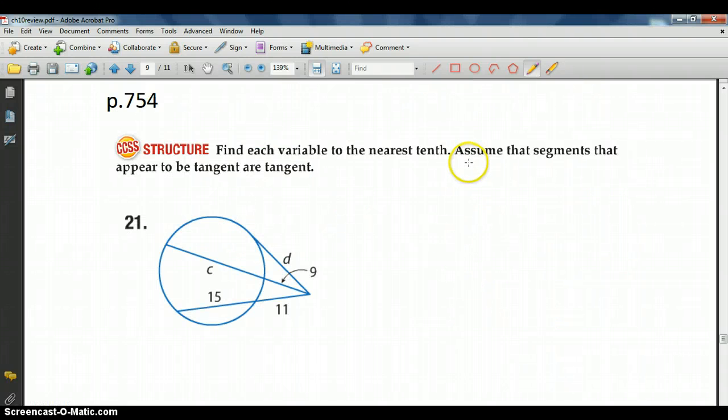Let's take a look at number 21 from page 754. Find each variable to the nearest tenth. Assume that segments that appear to be tangent are tangent. So we can assume that this segment, which appears to be tangent, intersecting the circle in one point, is tangent. So with that said, our theorem states that whenever you have a tangent, to find that length, you square the tangent, so that would be d squared, and then you set it equal to, here we have two secant lines.